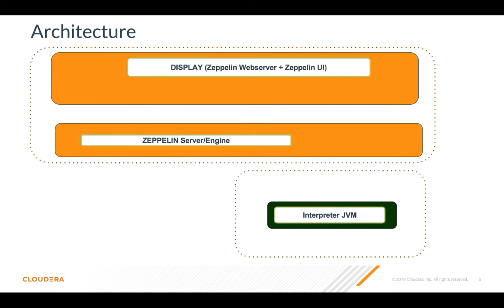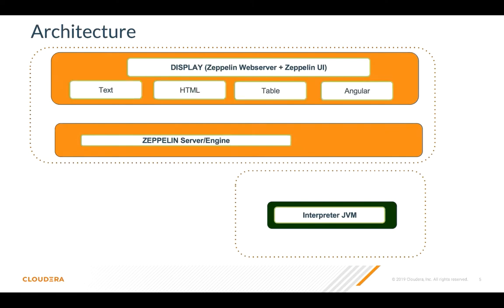So display system has default text, HTML, table, and Angular. Also, it has the charts available in the notes. Your display system is backed by your web server, and this web server talks to your Zeppelin engine with WebSocket and REST API calls. So Zeppelin engine manages the storage as well. Also, it spawns the interpreter JVM and interacts with it.